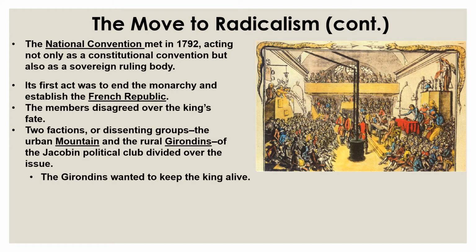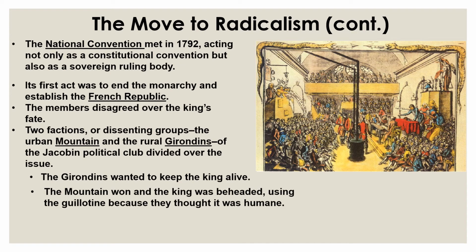In 1792, the National Convention met, acting not only as a constitutional convention, but also as a sovereign ruling body. Its first act was to officially end the monarchy and establish the first French Republic. They have finally decided to get rid of the king in France. Now, the king is still in prison at this point, and he will not suffer death at this point, but by early 1793 he will.